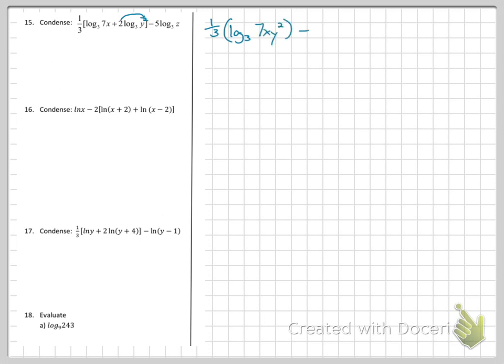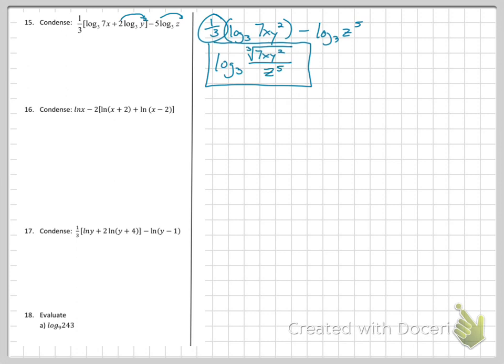And then I might as well move this coefficient while I'm at it, so minus log 3 of z to the 5th. Now all of this is a 1/3 power. A 1/3 power means it goes under a cube root. So cube root of 7xy squared. And then minus means divide, so over z to the 5th. So we condensed it into one logarithm.